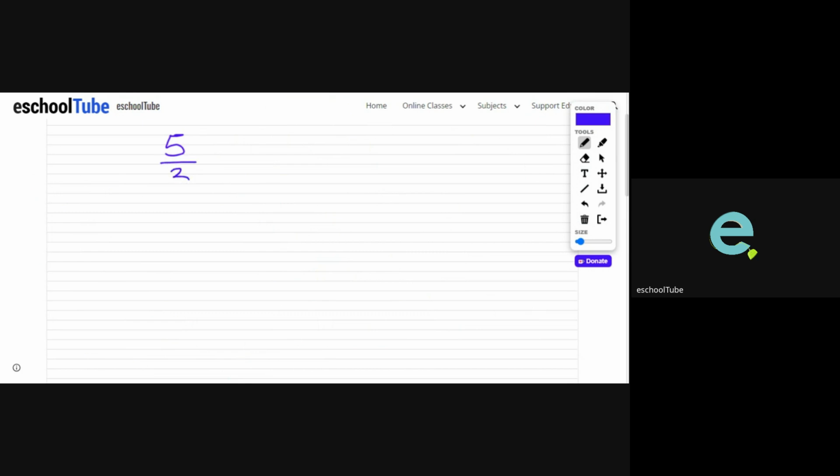5 upon 3 x equal to 30. Find the value of x. Now do this, solve this.